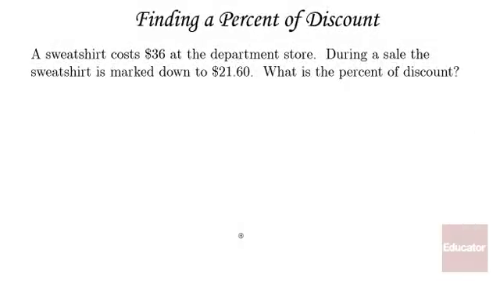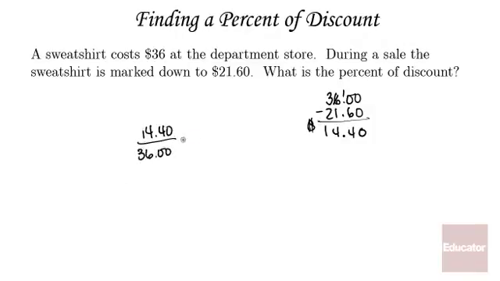Finding percent of discount. A sweatshirt costs $36 at the department store. During a sale, the sweatshirt is marked down to $21.60. What is the percent of discount? So it starts out at $36. Let's take away the price that it is now. And 5 minus 1 is 4. And 3 minus 1. So the item was discounted $14.40. So that's the amount of discount over the original amount, which is 36. And we're going to put that over percent of change over 100.